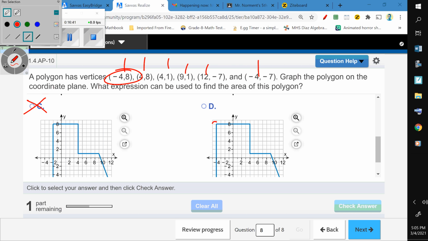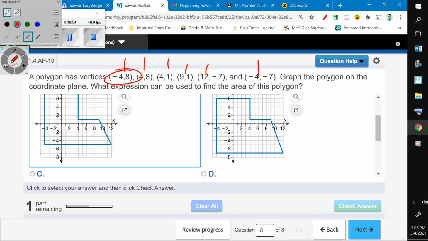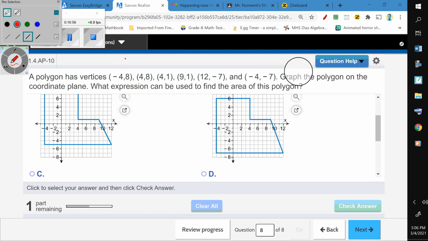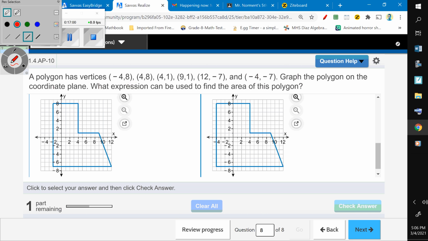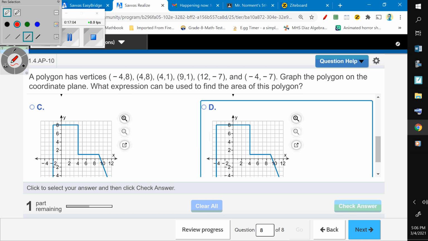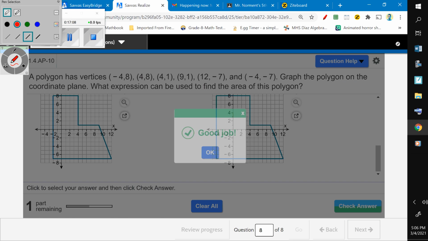So for me, I know this is not one of the answers, and yours might be different. This could be the answer because that's in the right spot right here, but I know this is not the answer because this is not right. So you need to find which one of these answers has all 6 spots in the right location. For me, I think it's D? -4, -7? Yeah, I'm going to guess and say I think it's that without doing every single number. Okay, so I was right.